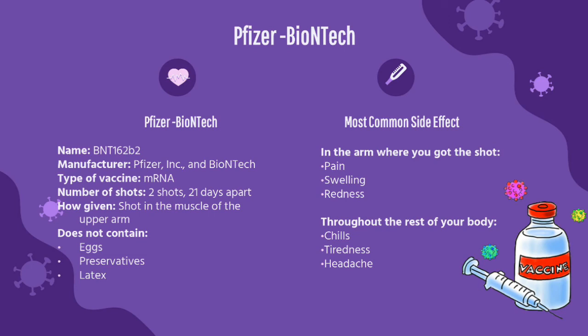Currently, 2 vaccines are authorized and recommended to prevent COVID-19. The first one is named BNT162b2, which is manufactured by Pfizer Incorporated and BioNTech. This is an mRNA type of vaccine and is given through IM, and 2 shots are given 21 days apart. It does not contain any eggs, preservatives, or latex. The most common side effects in the arm are pain, swelling, and redness, and throughout the rest of the body are chills, tiredness, and headache.